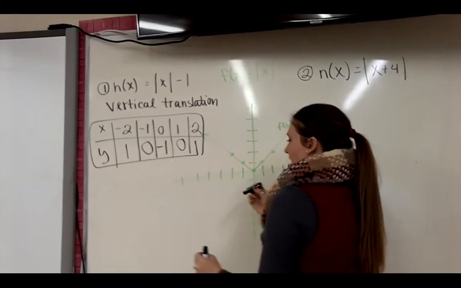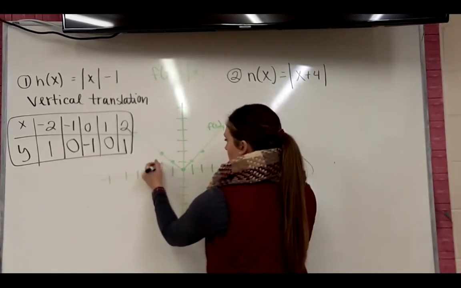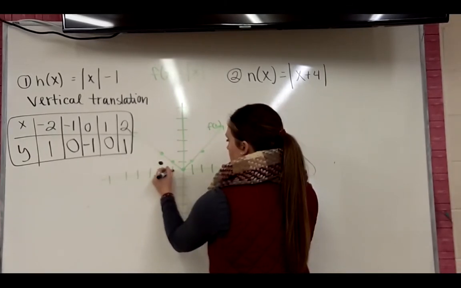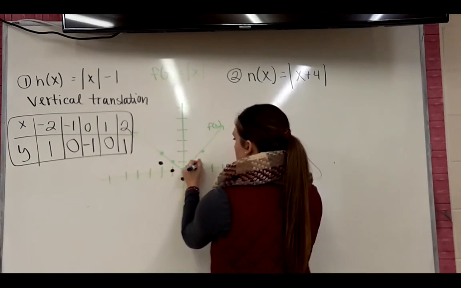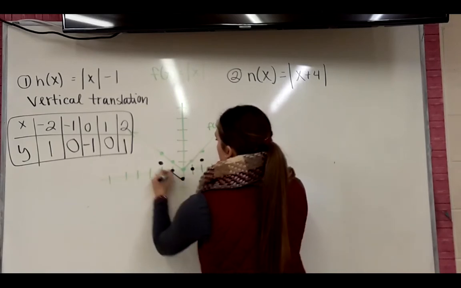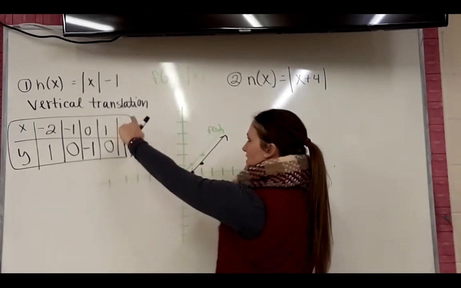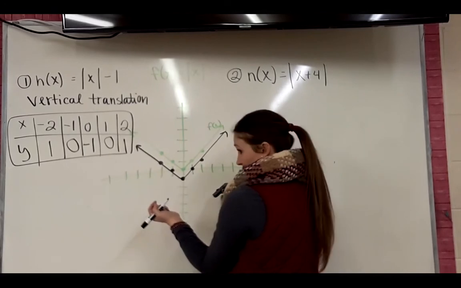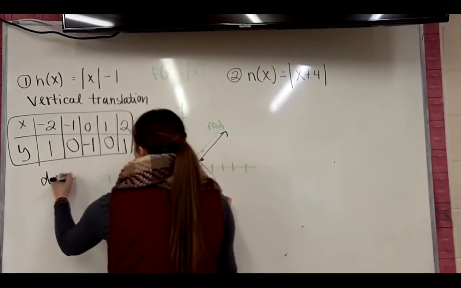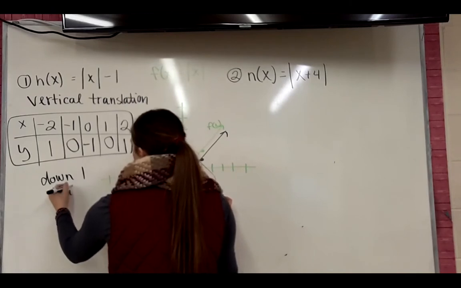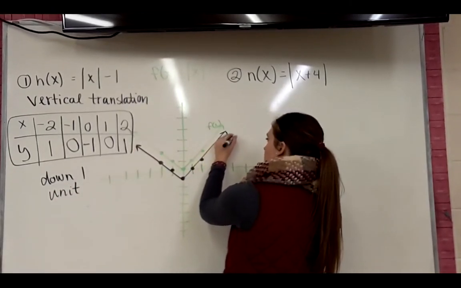Okay, so whenever I graph that, I have negative 2, 1, negative 1, 0, 0, negative 1, 1, 0, 2, 1. Okay, we can double check a vertical translation. It translated down. So it went down 1 unit. We don't necessarily have to put that. I just wanted to. So that one was h of x.